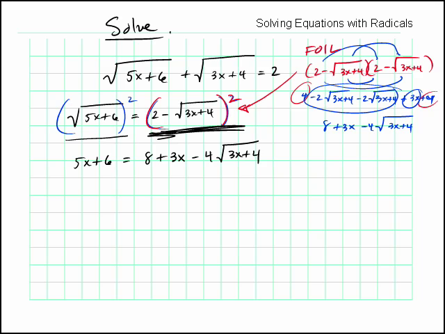Now notice I did square both sides, but I still have a radical left right there. So what I'm going to have to do now is move everything over except the radical, and square both sides again a second time. So in these problems I've got to square both sides 2 times. I'm going to subtract 8 from both sides and subtract 3x from both sides. That will give me 2x minus 2. Oh, wait, hang on a second. That doesn't go there. Okay, we've got 2x minus 2 on the left, and we've got negative 4 square root of 3x plus 4 on the right.